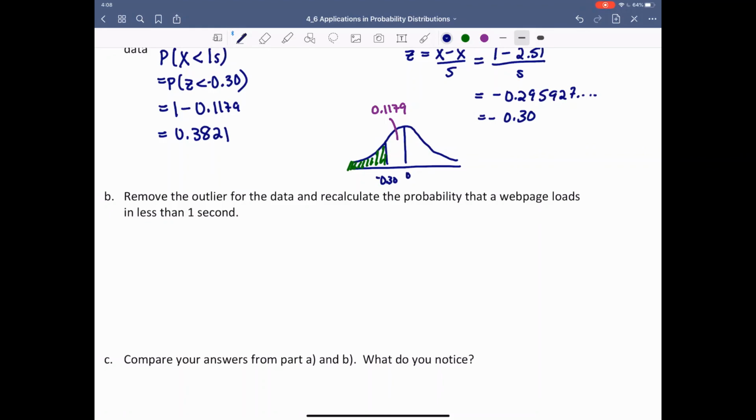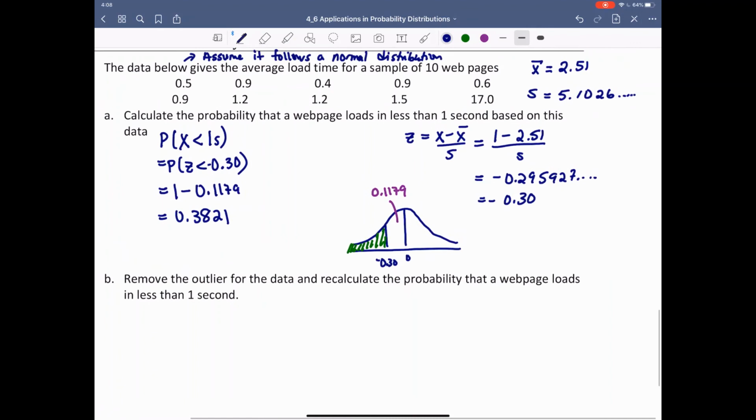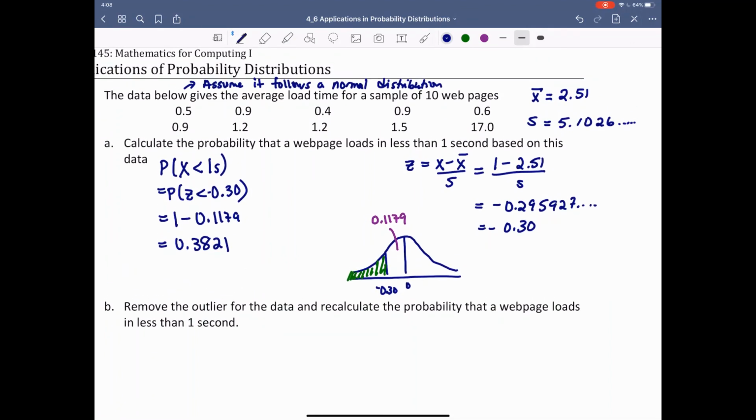In part B, it says remove the outlier from the data and recalculate the probability that the website loads in less than 1 second. So based on what we previously looked at, 38% chance that it would load in that time. And you can see that looking at the data, there's one value that stands out as an outlier, 17 seconds. Everything else is within a much more reasonable amount of time. So what we're going to do here is remove the outlier, the value of 17 seconds.